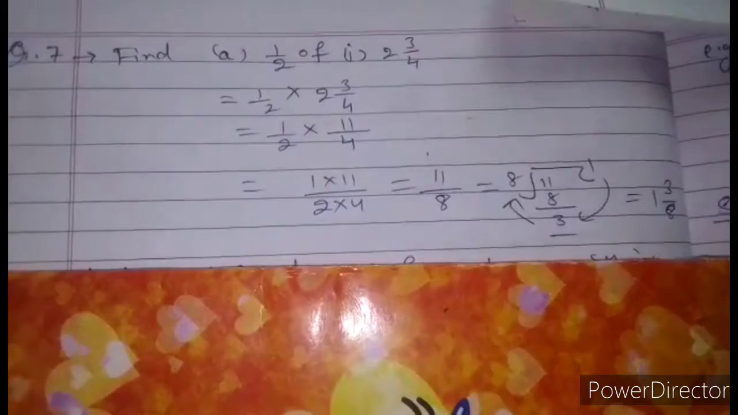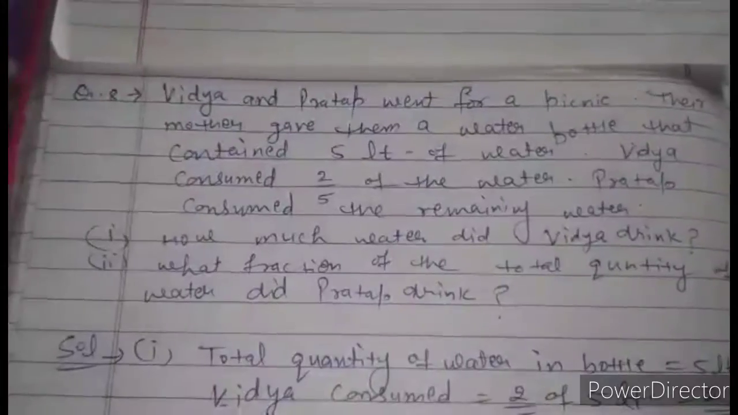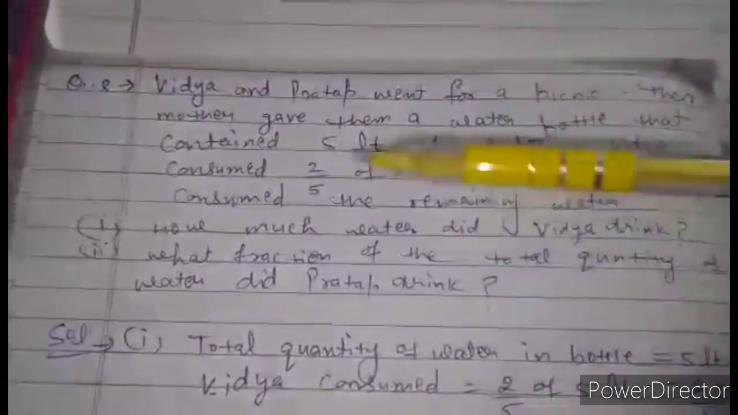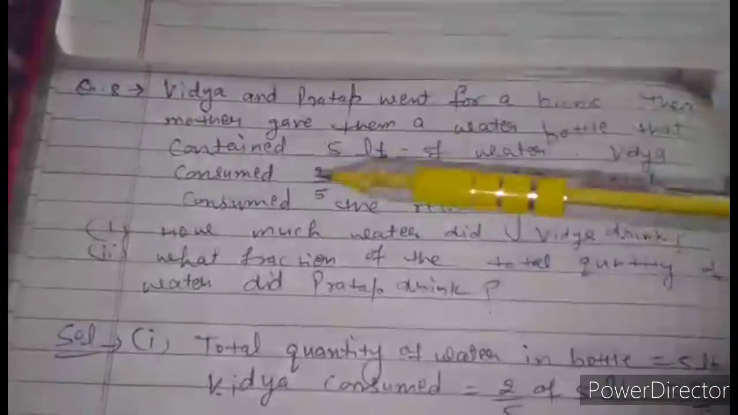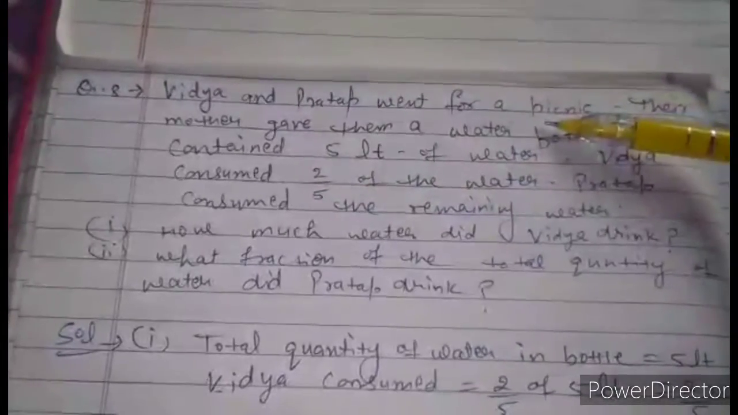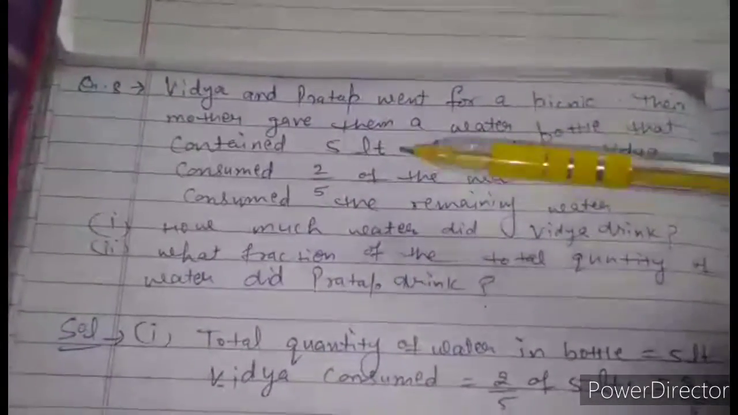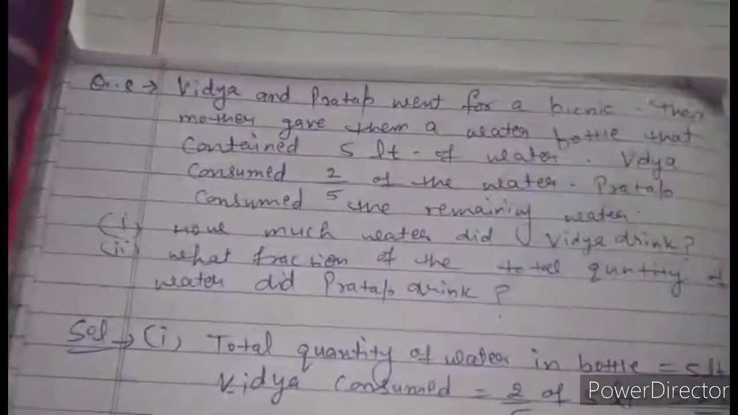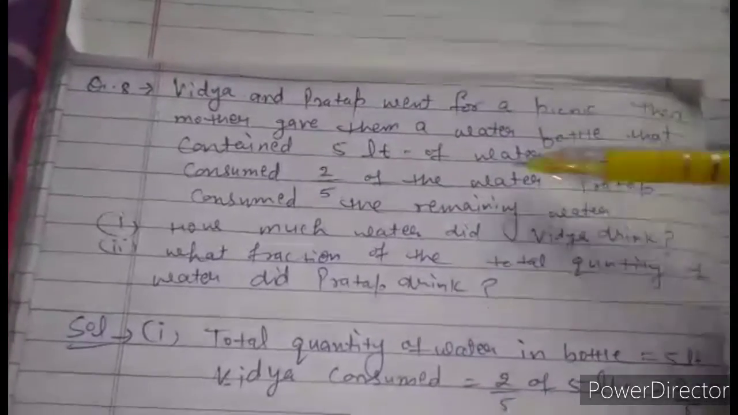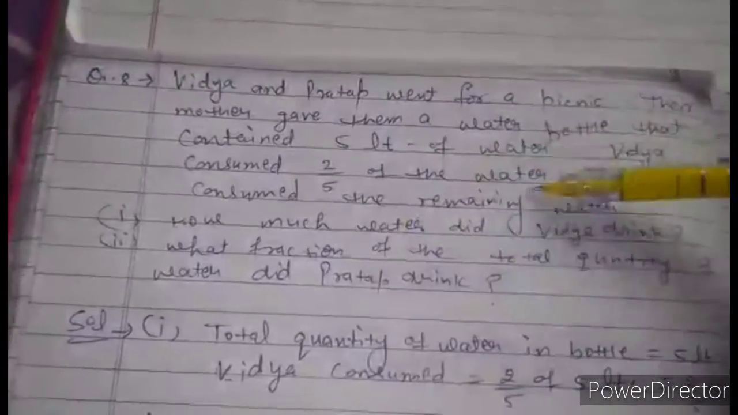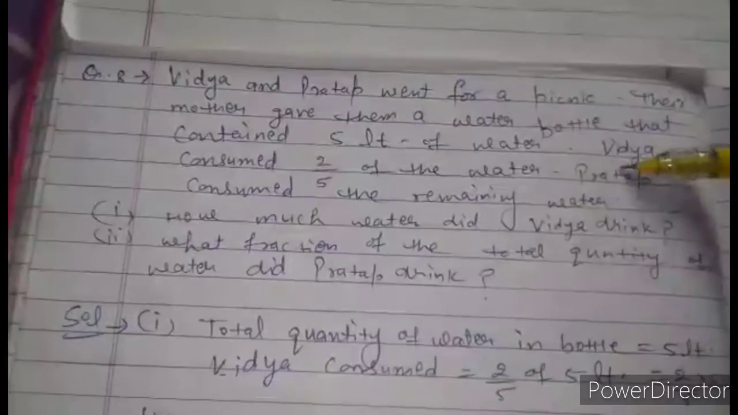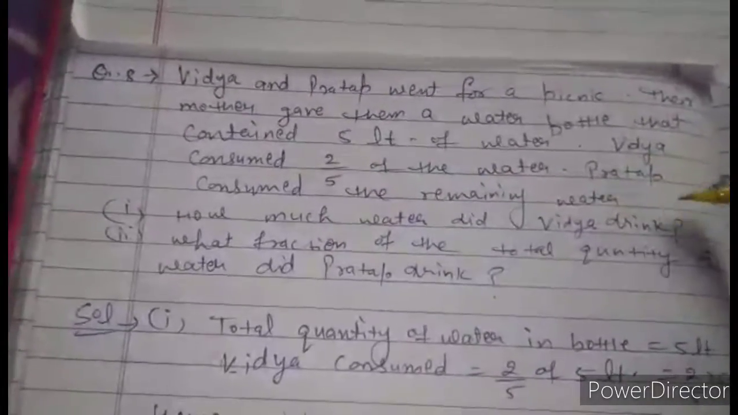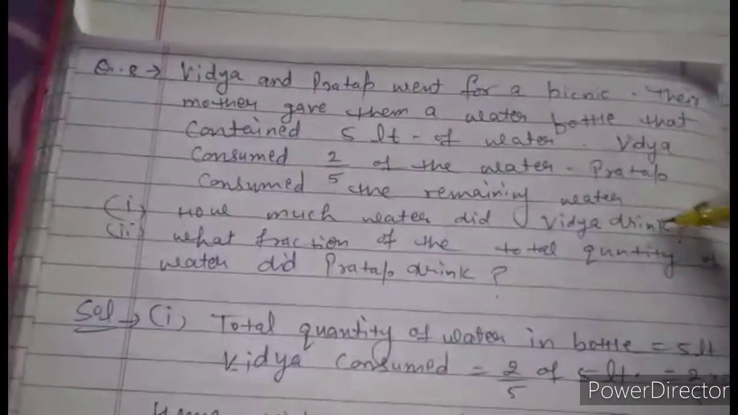So now let's discuss question number 8 of exercise 2.2. Vidya and Pratap went for a picnic. Their mother gave them a water bottle that contained 5 liters of water. Means in that bottle which mother gave, there is 5 liters of water. Vidya consumed 2 by 5 of the water. Means Vidya used this much water and Pratap consumed the remaining water. Whatever water was left, that was consumed by Pratap. Now we have to find out how much water Vidya drank.